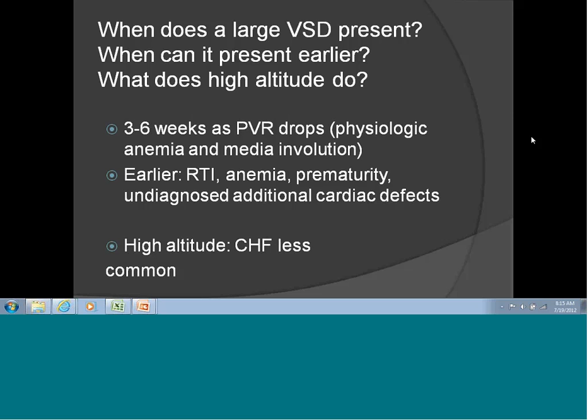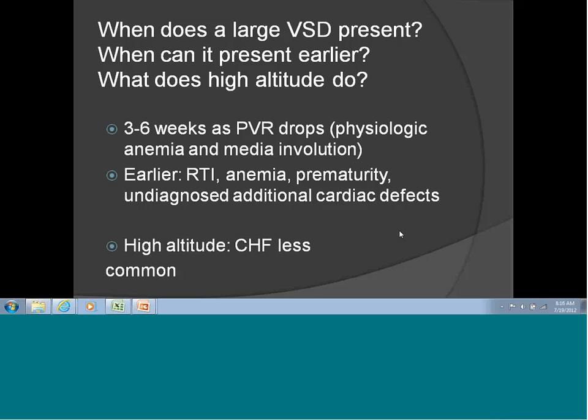Typically, VSDs will present at 4 to 6 weeks, but they can present earlier when you have anemia. Remember anemia, so always look for anemia. If you have prematurity, if you have added respiratory infections, and if you have undiagnosed additional cardiac defects. If you have a VSD in a term baby presenting at 1 week, it's quite unusual, right? So you need to look for associated lesions.